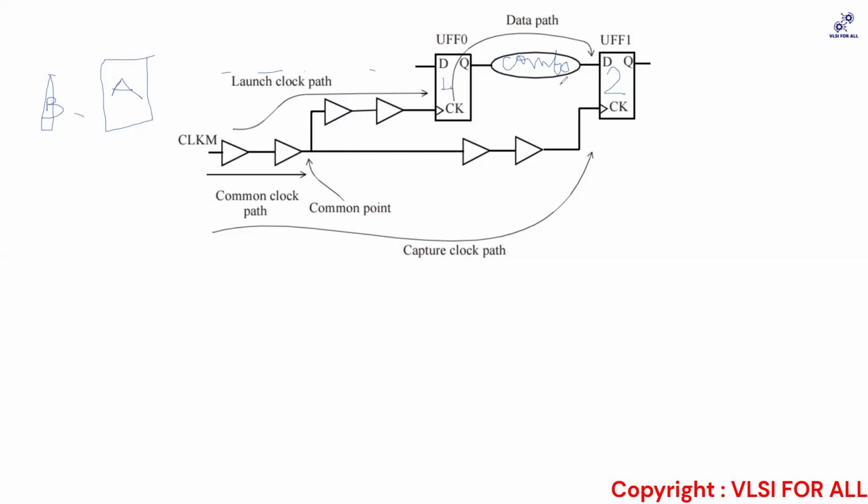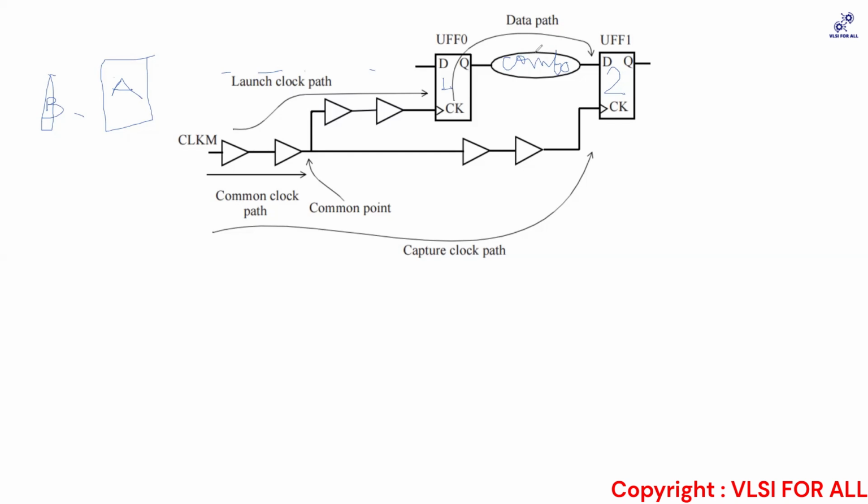Now, let us understand what a clock path is. Can anyone explain? There are two different paths: one is the data path, one is the clock path. From the naming itself it is very clear. Can anyone explain what the data path is and what the clock path is?